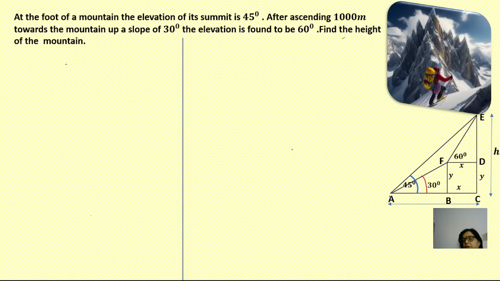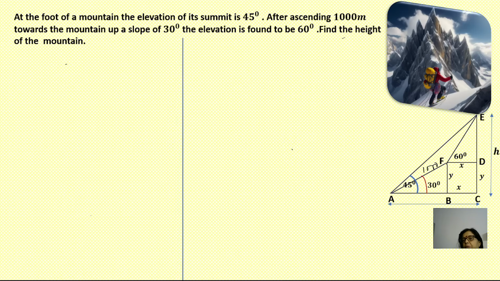Initially the mountaineer is at this point A. E is the top of the summit of the mountain. We need to draw this EC as the perpendicular to the base over here. AC is the horizontal, and from here if you look at the mountain peak, this complete angle, that is angle EAC, is 45 degrees. Now the mountaineer climbs up the slope AF at an inclination of 30 degrees, and the distance that he climbs up is 1000 meters.